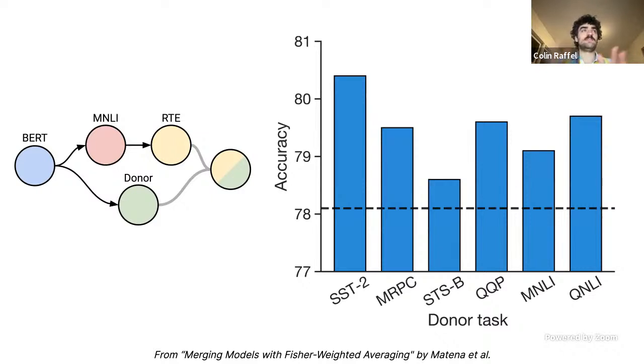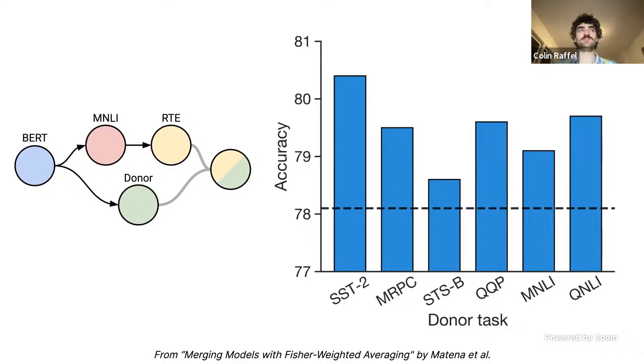So now let's focus on that unusual merging pattern I described earlier in a very specific setting. We're going to take BERT again. We're going to fine tune it on MNLI, which is a standard natural language inference NLP data set, and then fine tune it again on RTE, another natural language inference data set. And then we're going to separately take BERT and fine tune it on a donor task. These are the tasks shown along the x-axis on the plot on the right. Our goal here is to merge together the donor model on the bottom and the RTE model on the top to maximize the accuracy we can get on RTE itself.